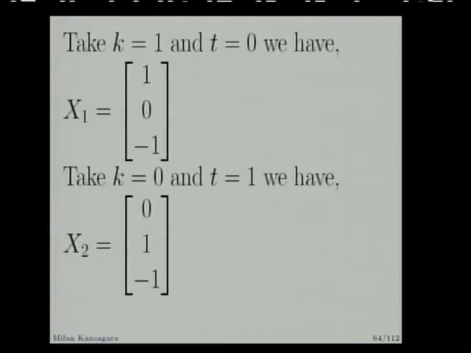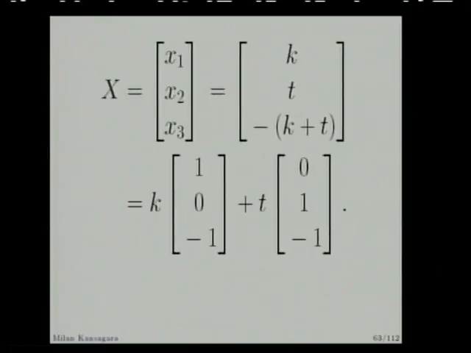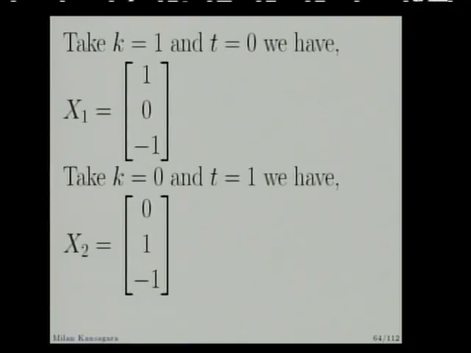If we take k equal to 1 and t is 0, here k into some vector plus t into some vector, let us take one by one. K is 1, t is 0, right? And then t is 1 and k is 0. So we get two different vectors, 1 0 minus 1 and 0 1 minus 1.